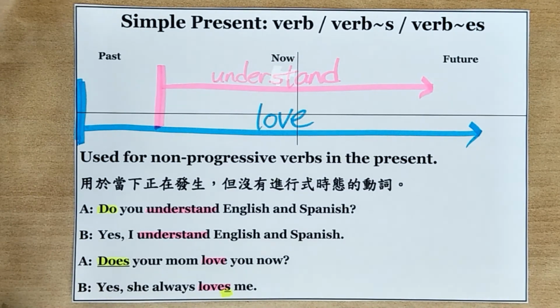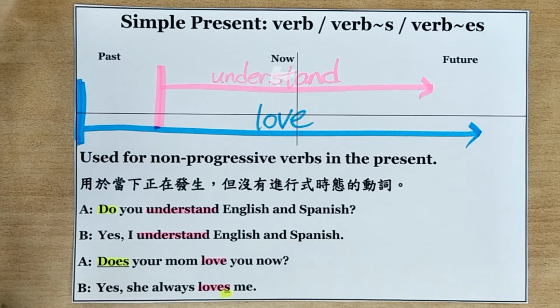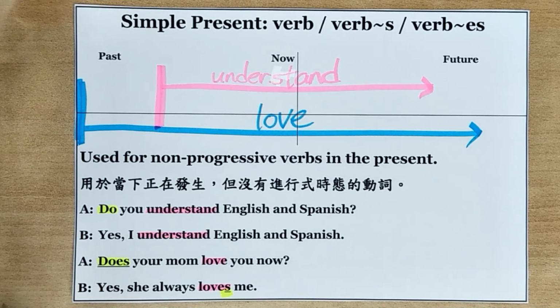Let's illustrate simple present. Remember, simple present is verb, or verb plus s, or verb plus es. The simple present is used for non-progressive verbs in the present. For example, A: Do you understand English and Spanish? B: Yes, I understand English and Spanish. A: Does your mom love you now? B: Yes, she always loves me.